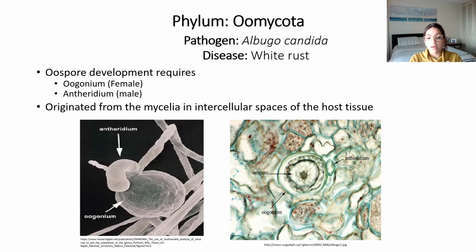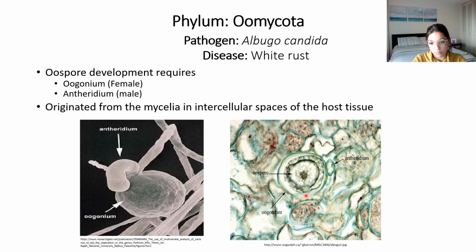And the disease cycle for this pathogen is almost the same as I exposed before, but how those oospores are produced. For an oospore to be produced, we need an oogonium, which is the female, and an antheridium, which is the male part. They originate from the mycelia in the intercellular spaces of the host tissue. We have here an oogonium that's kind of circular, and an antheridium which is kind of C-shaped.